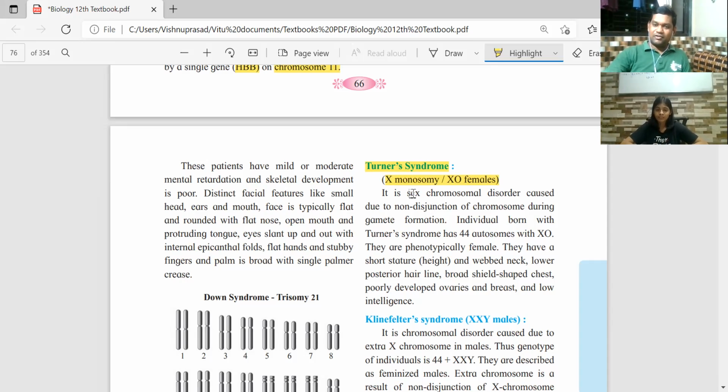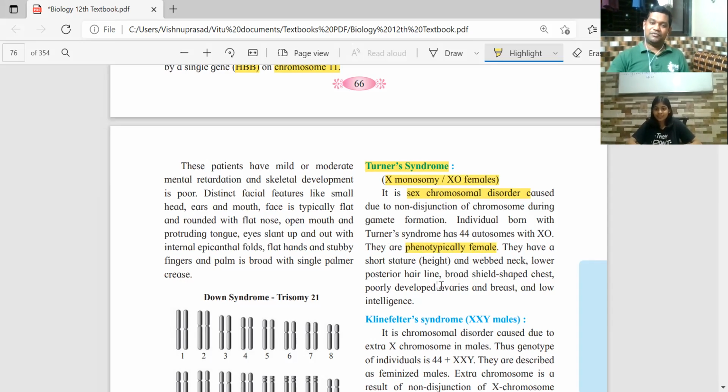So it is a sex chromosomal disorder. Down syndrome was autosomal; this one is a sex chromosomal disorder, because of non-disjunction of chromosomes. Again, one gamete did not get the chromosome, it got 22, the other has 23, so it becomes 45. They have 44 autosomes with an XO. O means absent, only one X chromosome. So they are always phenotypically females. Turner syndrome does not occur in males, because there is no Y chromosome, only X.